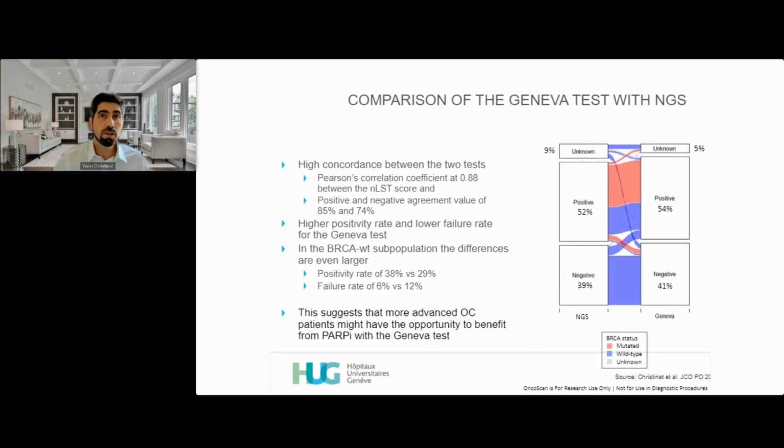Now, on the PAOLA-1 trial, the HRD status was assessed with the Myriad MyChoice, so we could compare our test with the NGS approach. And we could see that we had a very high correlation, with a Pearson's coefficient of 0.88. The positive and negative agreement values were also 85 and 74. So we tend to agree more on the positive side than on the negative side. And that reflects the higher positivity rate of the Geneva HRD test, which is partly due to the fact that we have a bit more unknown samples.